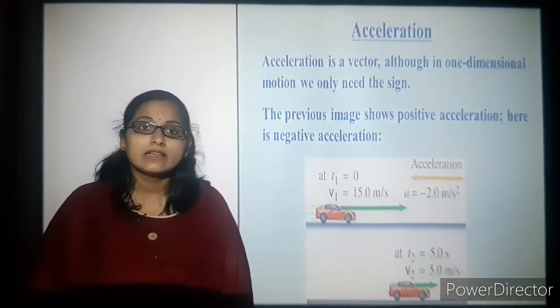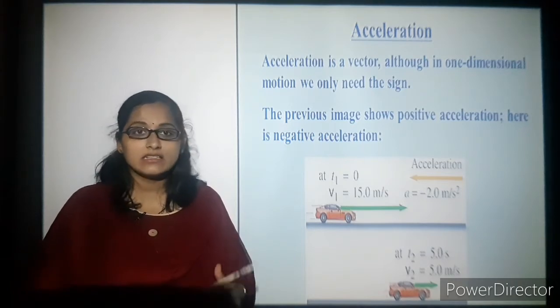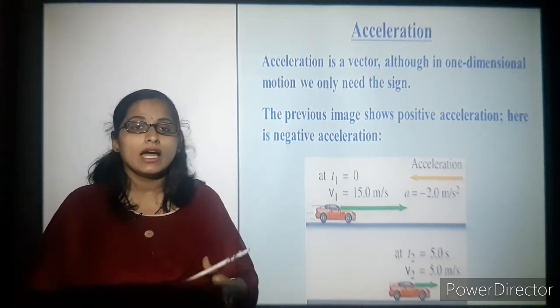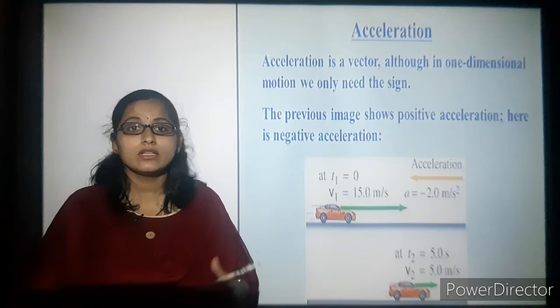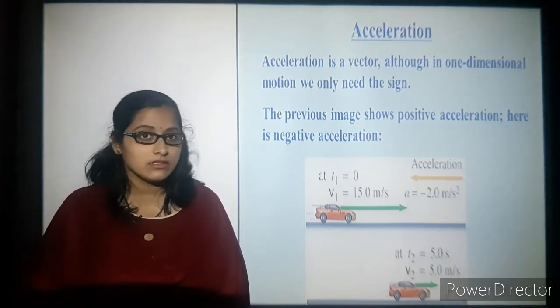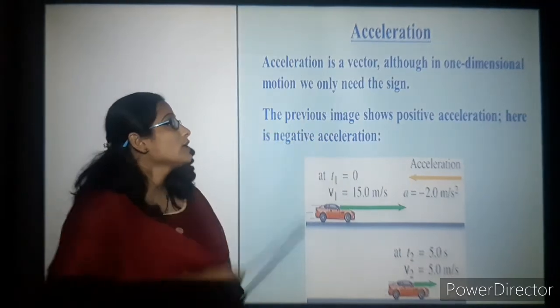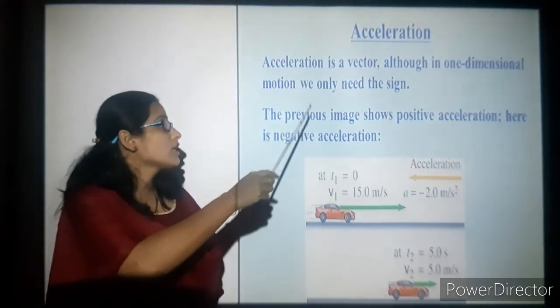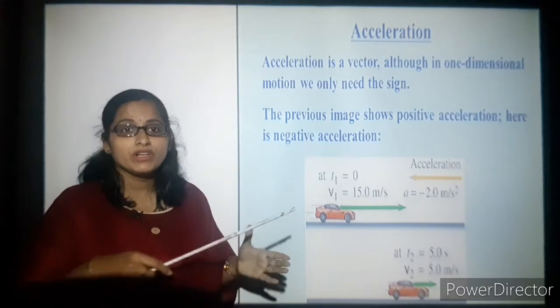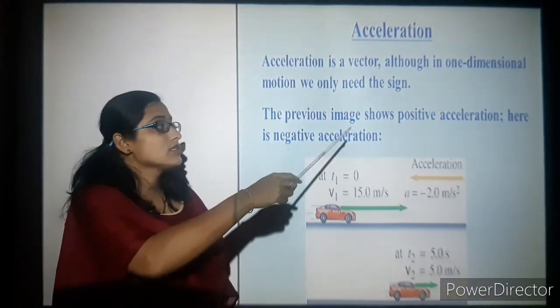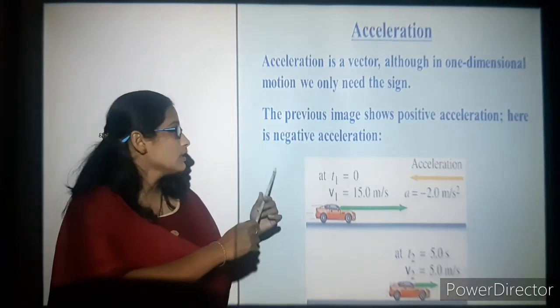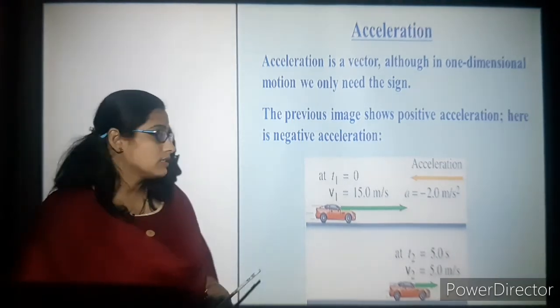So continuing with the acceleration, actually acceleration is one dimensional, and we need to understand the signs with respect to the acceleration. Let's see that now. It's a vector, although in one dimensional motion we only need the sign. In the previous image you might have seen a positive acceleration. Here it is shown as a negative acceleration.